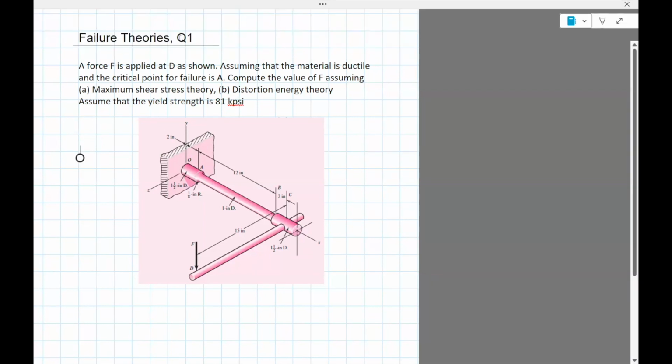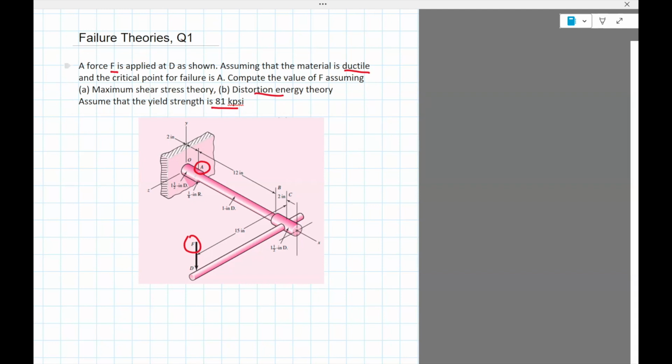Okay, so let's read the question. A force F is applied at D. That's the force. Assuming that the material is ductile and the critical point of failure is A, compute the value of F, assuming maximum shear stress theory, distortion energy theory, and yield strength is 81 kpsi.